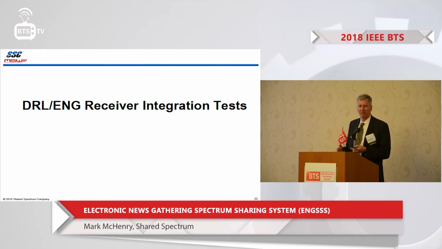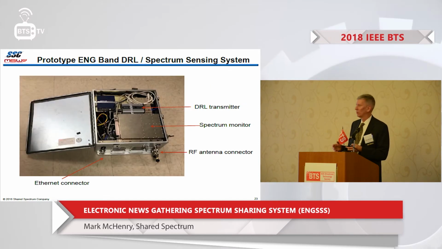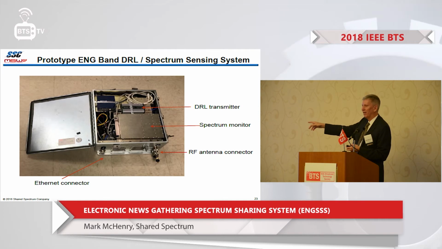So we built a box. The last part of this is to prove that our box wouldn't jam you. So this is the DRL box. There's a spectrum monitor built into it. We have a DRL transmitter, and right now it's just transmitting a CW, what's actually BPSK. We're not sending the DRL data back. And then there are 2 antenna connectors, plus there's an Ethernet. The Ethernet is to pull the spectrum monitoring off.